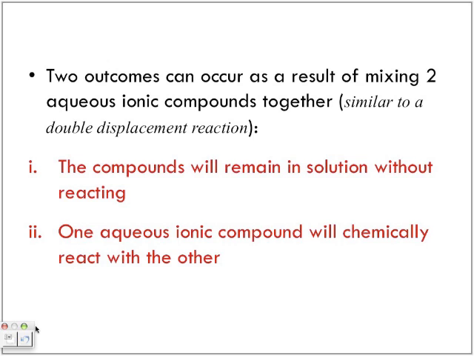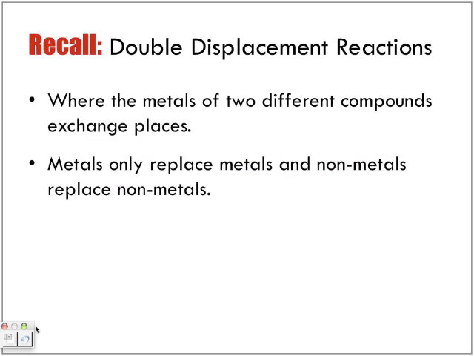So there are a few types of reactions that you're going to have to remember, and there are a few tips to identifying these types of reactions, and you're going to have to memorize some of them. So let's recall the double displacement reaction, where the metals of two different compounds exchange places. Metals only replace metals, and the non-metals. So you can treat it as one or the other. The metal will replace the other metal, or you can just switch the two non-metals with one another.